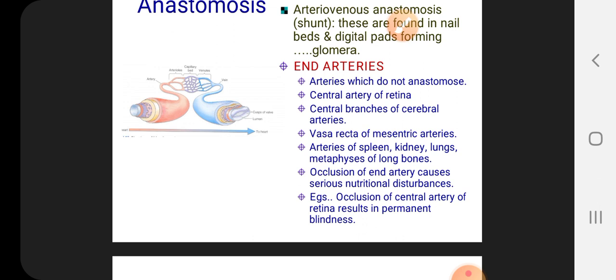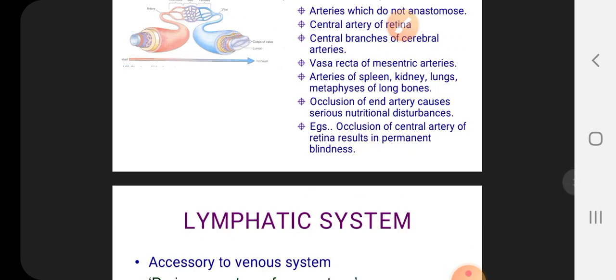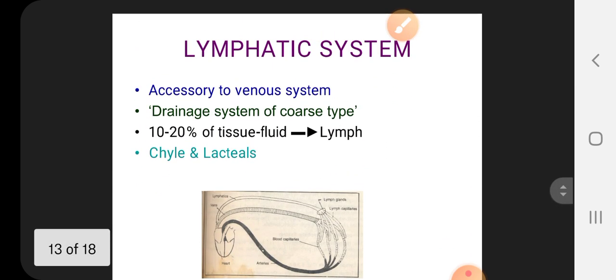Examples of end arteries: central artery of retina or central retinal artery. Number 2, central branches of cerebral arteries. Number 3, arteries of spleen, kidney, lungs and long bones. This finishes blood vessels, anastomosis and collateral circulation in the general anatomy of CVS.